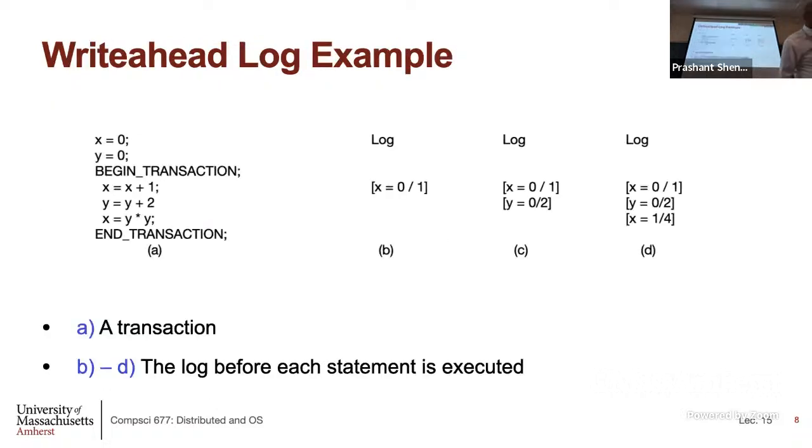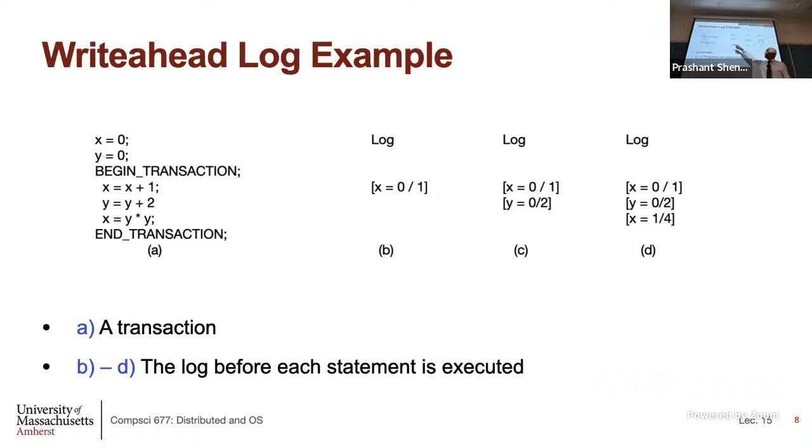All right, so an example. Here is a very trivial example. Our database has two values, X and Y. It's a very simple toy database, and there's a transaction that is going to increment X, increment Y by 2, and then do Y squared and write it to X. Again, a very trivial example, but let's try to work through what happened.